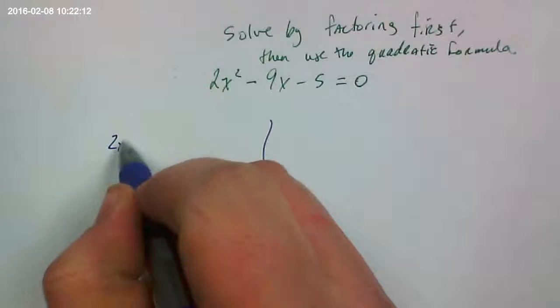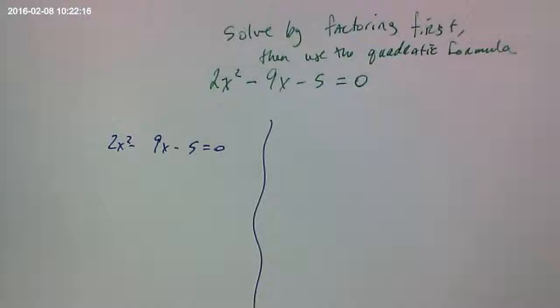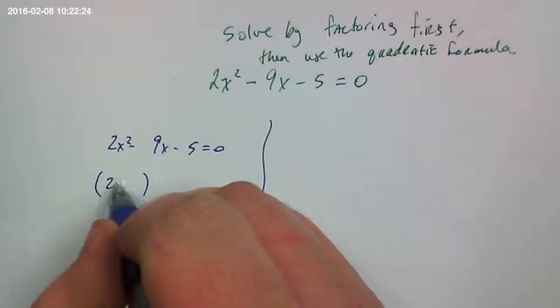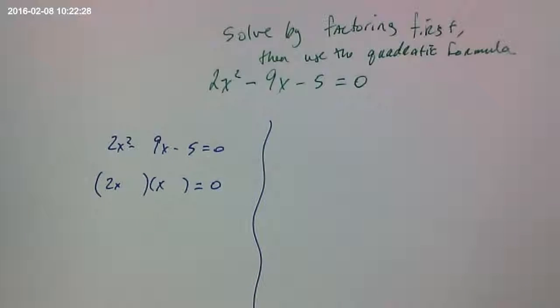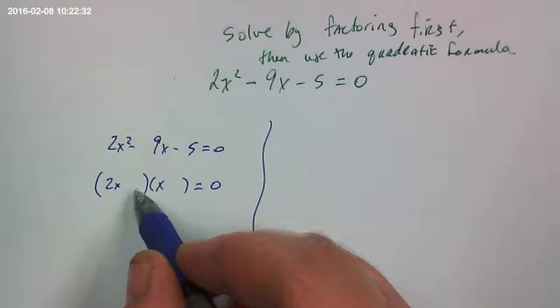So 2x squared minus 9x minus 5 equals 0. It says that it's factorable, so it must be. What are the factors? So definitely 2x for sure, and x, because that's the only way you can make 2x squared. The question is, where's the 5 go? Does it go here, or does it go there?